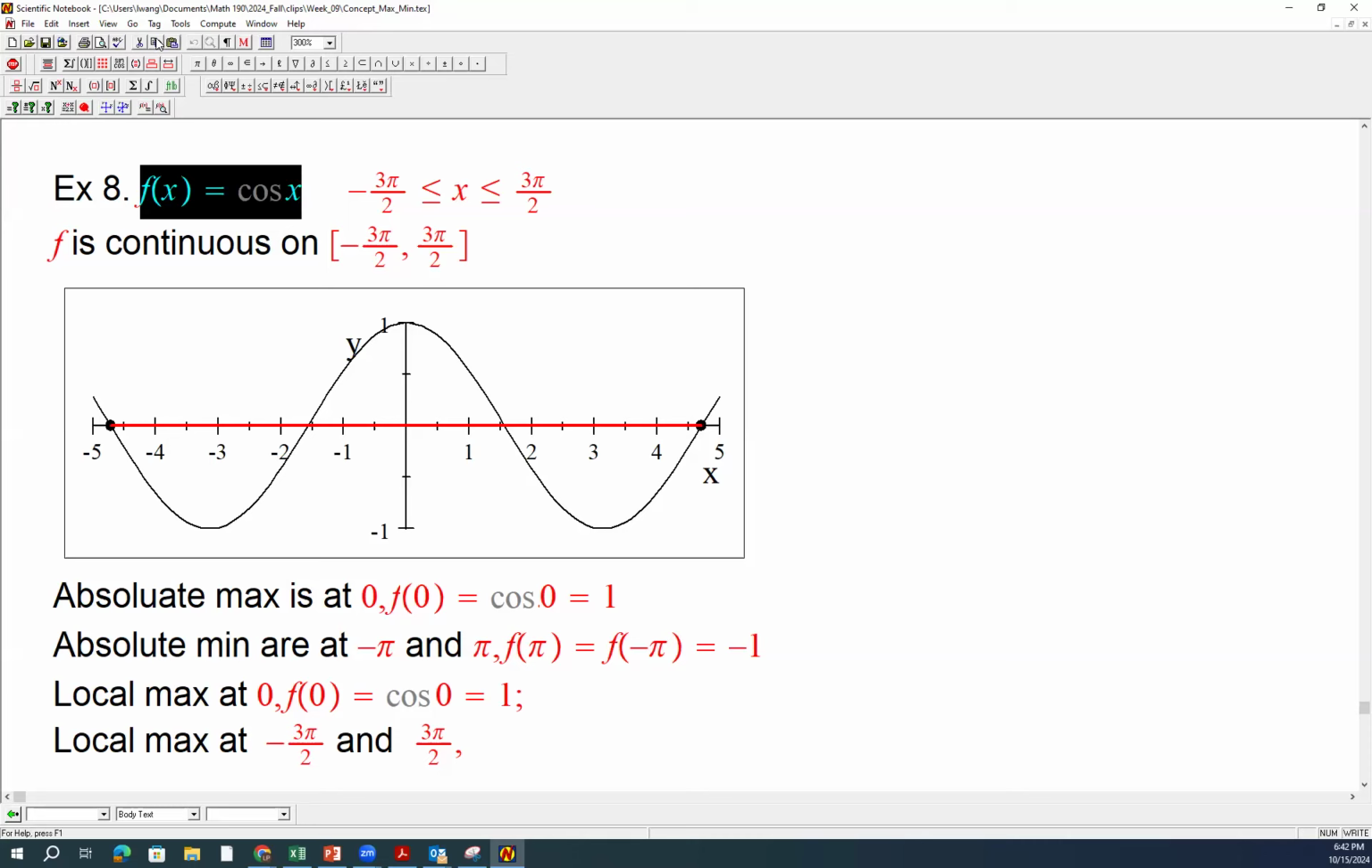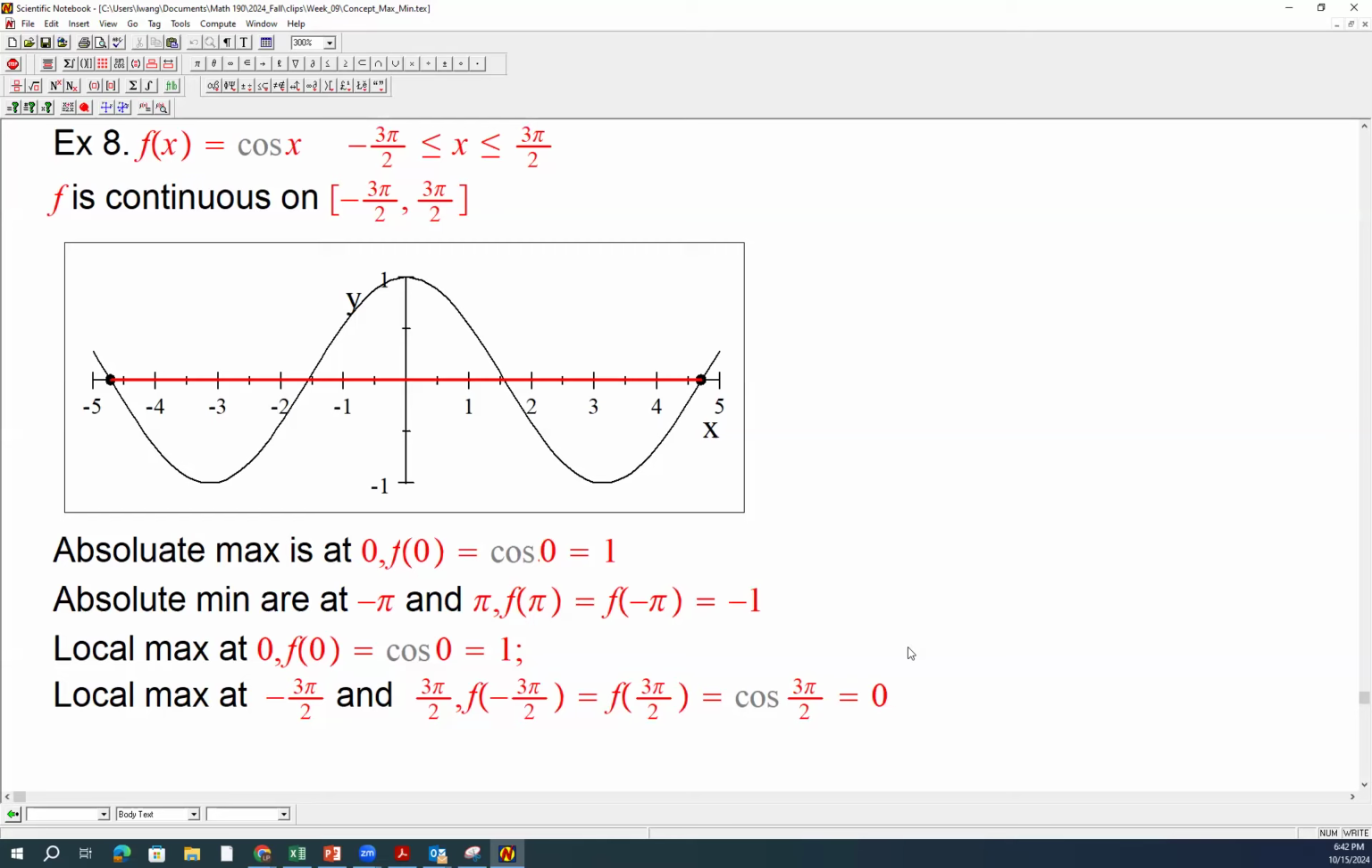So f of, because cosine is an even function, cosine of negative 3 pi over 2 is the same as cosine of positive 3 pi over 2. Same value, right? It's an even function. So that's cosine 3 pi over 2, which is equal to 0. Now look at that. We have learned to identify absolute max, absolute min. Sometimes we have more than one place that attains absolute max, absolute min. And we also have local max, which are not absolute max, but they're local max.